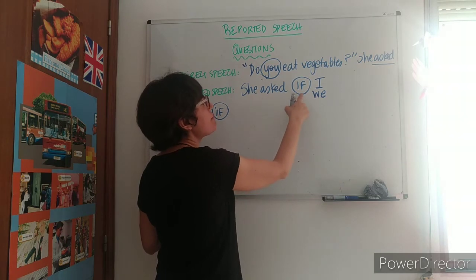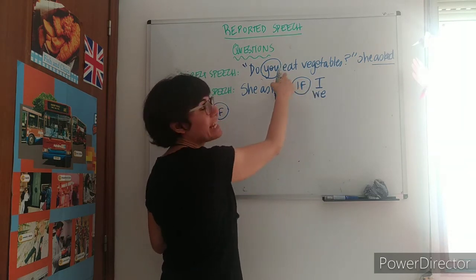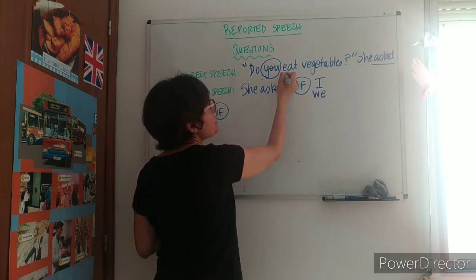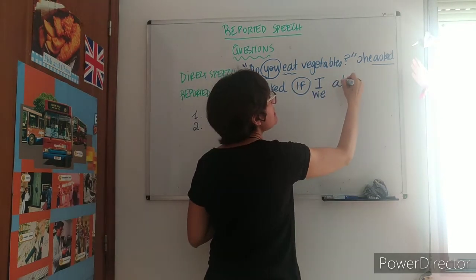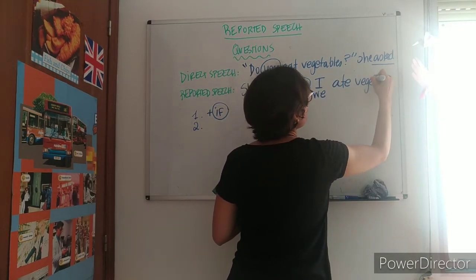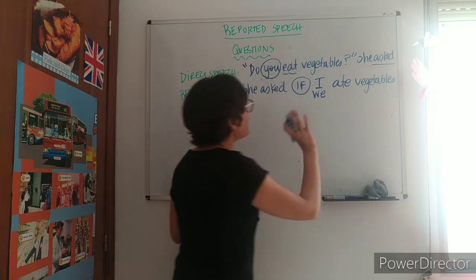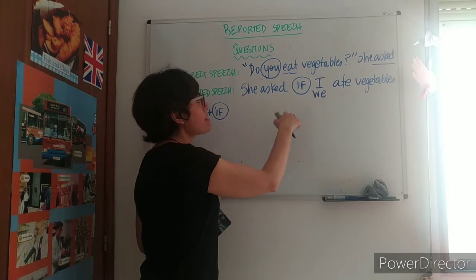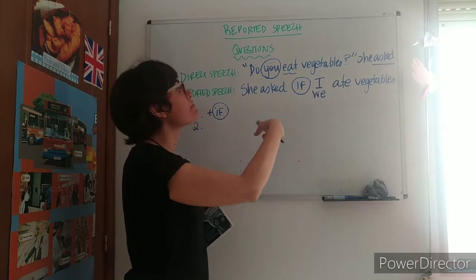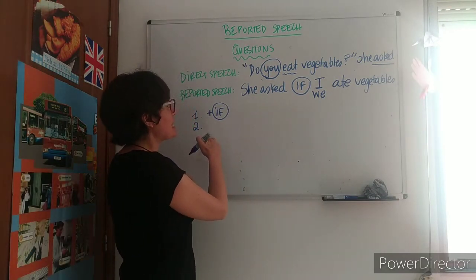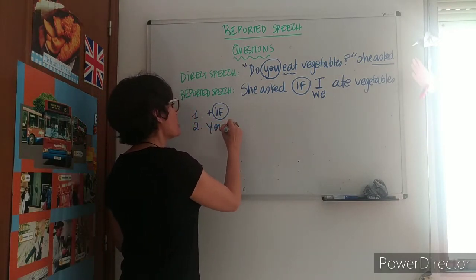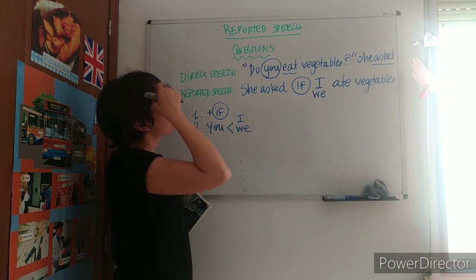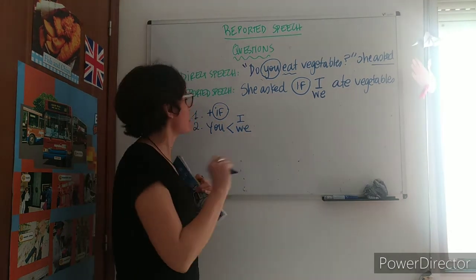She asked if I, or if we, and now like in a statement, in an affirmative sentence, if this is in the present, it goes in the past. Ate vegetables. And no question mark, okay? Because now it's an affirmative sentence and a statement. She asked if I ate vegetables, or she asked if we ate vegetables. So then, if it's you, it could be I or we. And the same, and then the verb into the past.